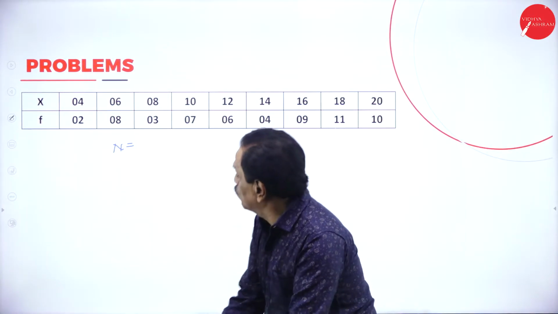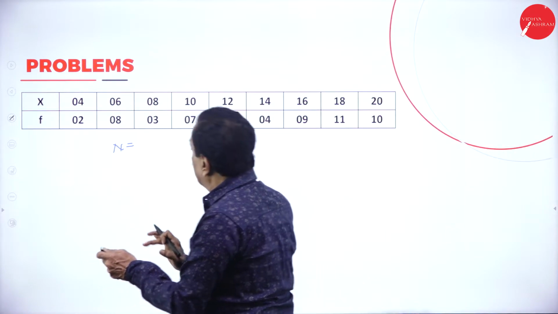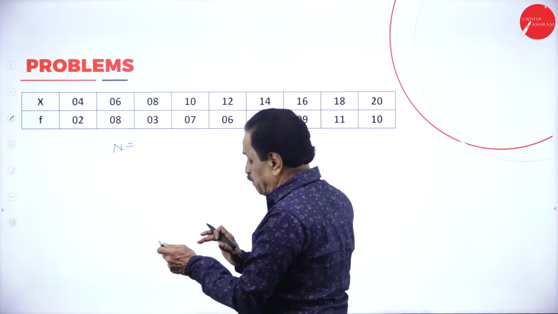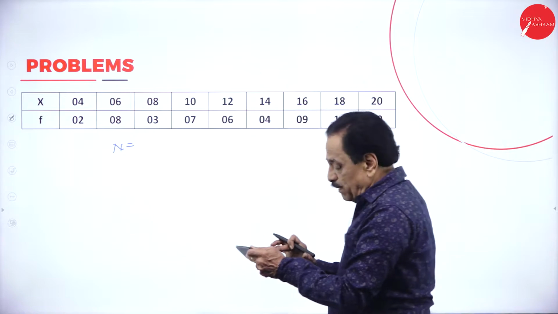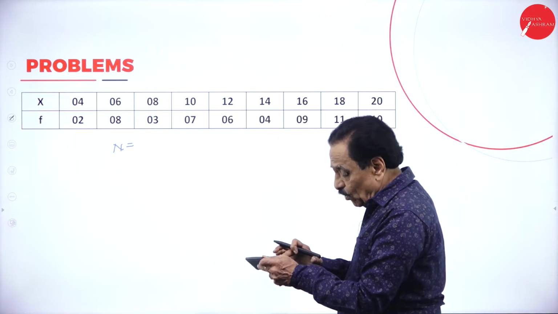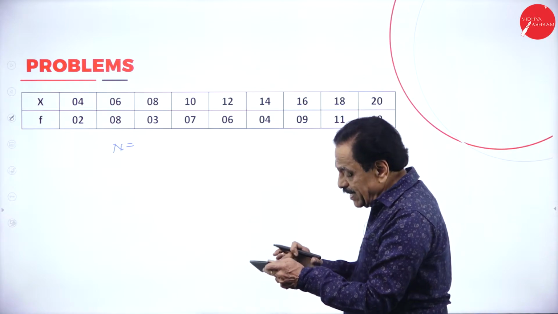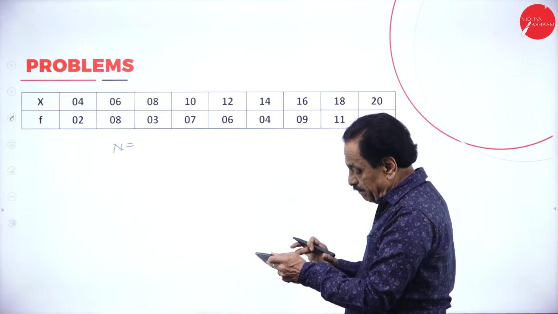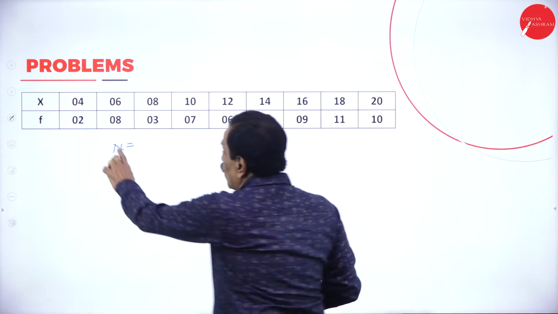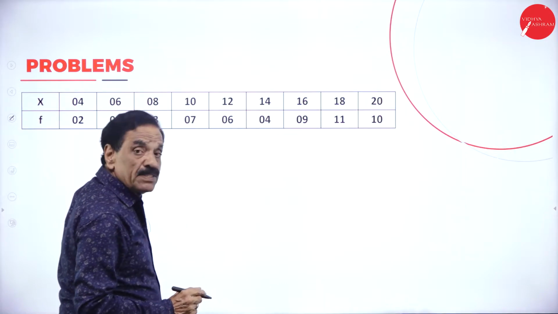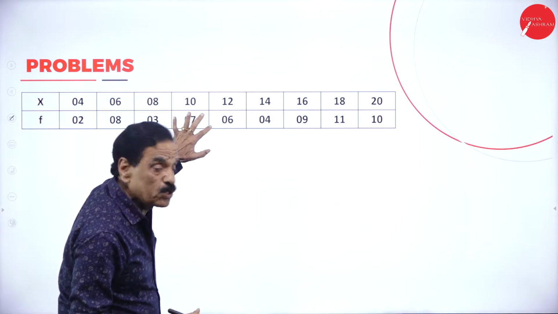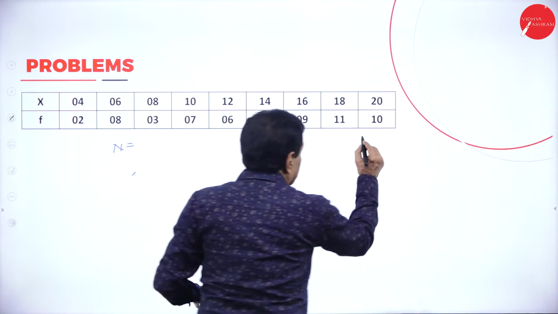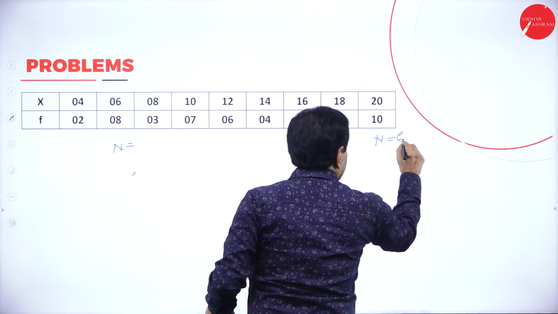The first number is 2 plus 8 plus 3 plus 7 plus 6 plus 4 plus 9 plus 11 plus 10. It will work out to 60. That is 2 plus 8 is 10, 10 plus 3 is 13, 13 plus 7 is 20, 26, 30, 39, 50, 50 plus 10 is 60. Therefore, n is equal to 60.